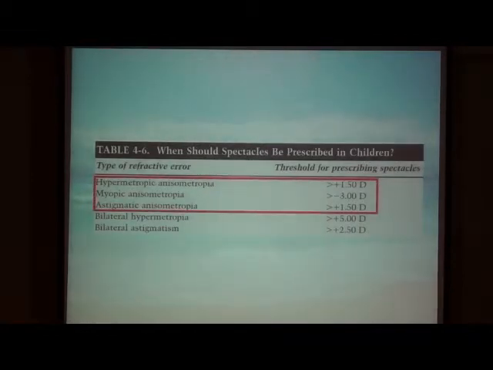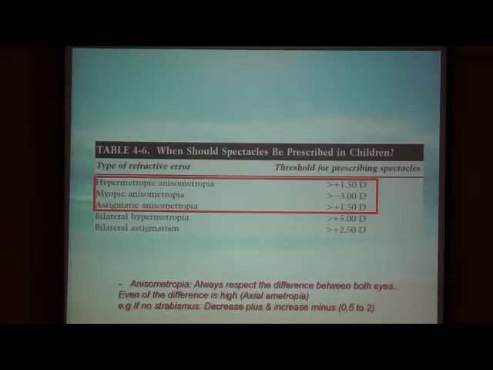Another table from the Prescribe book. If we have anisometropia, things differ. There's a threshold above which the anisometropia can be amblyogenic. Like in hypermetropia, the difference can be as little as 1.5; in myopia, a difference of -3; and in astigmatism, 1.5. So as a general rule, in an anisometrope, for those who cannot see what's written down, anisometropia always exists.